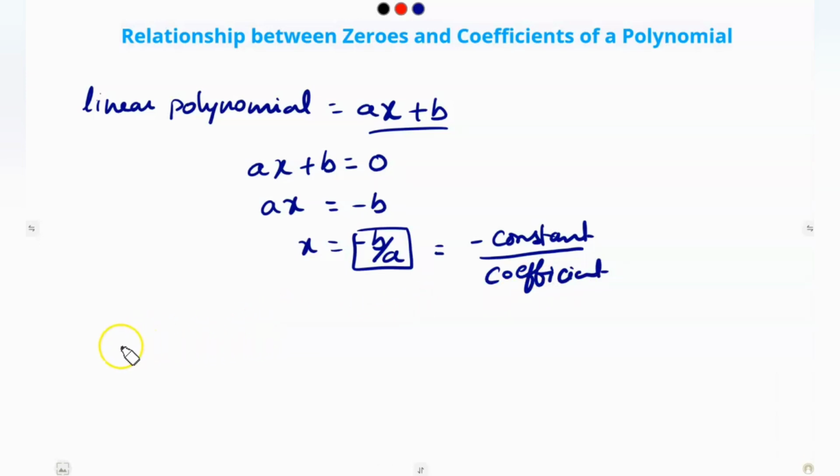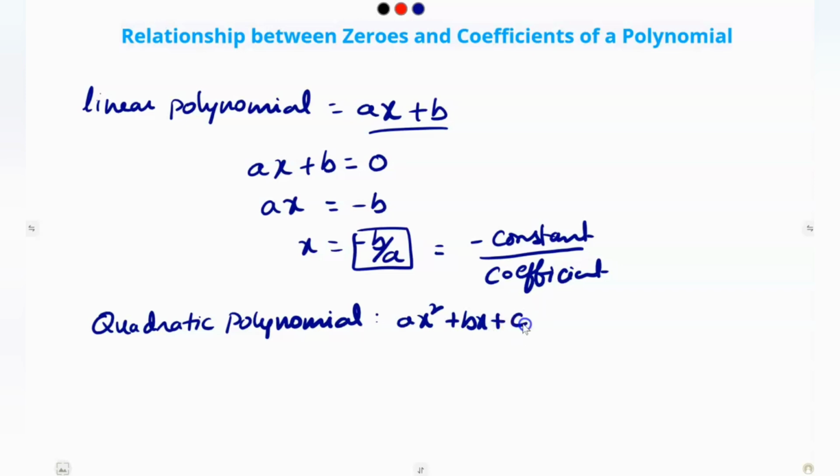Now let us find the relationship between zeros and coefficients of a quadratic polynomial. The general form of a quadratic polynomial is ax square plus bx plus c. So this is the general form of any quadratic polynomial with the highest degree of 2. To find the zeros of this polynomial, let's take an example. Let the polynomial p(x) be 2x square plus 5x minus 12. So let us find the zeros of this polynomial.